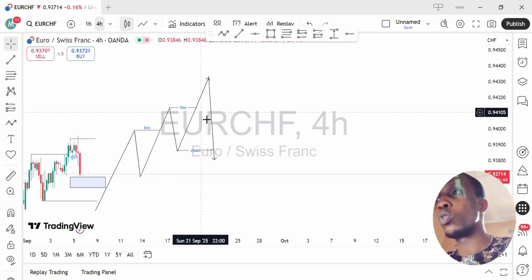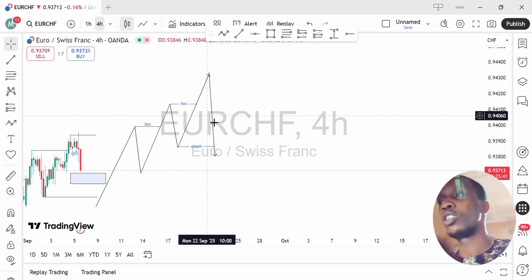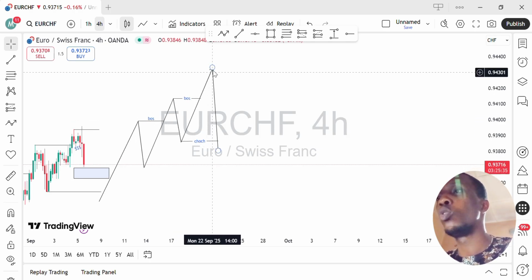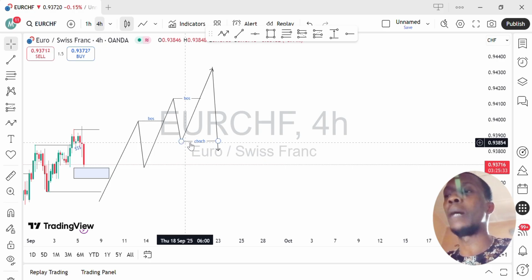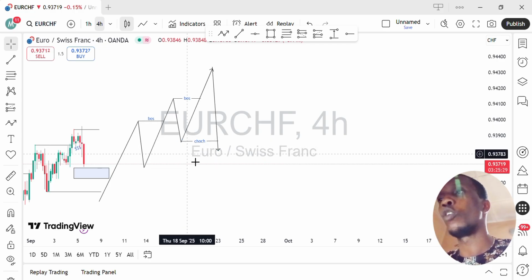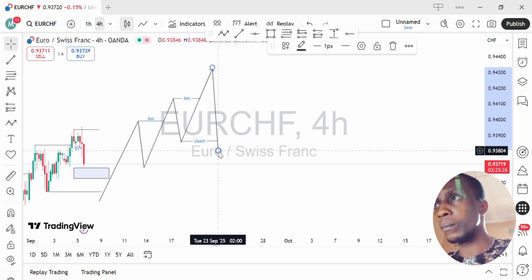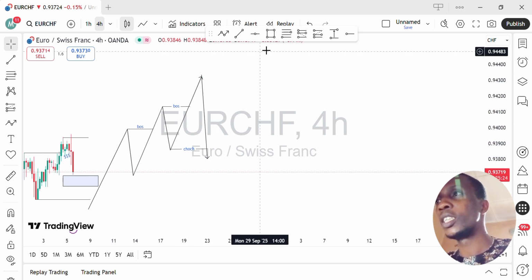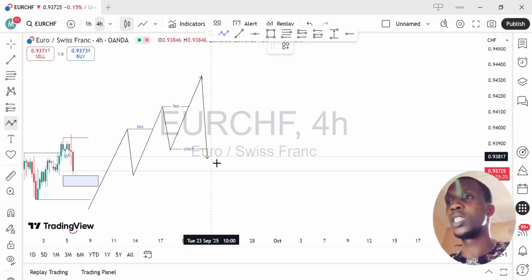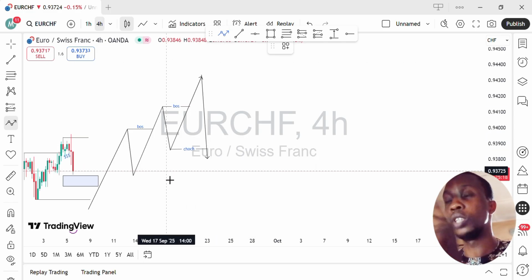Now, we expected price to continue pushing up, but the price got exhausted and could not continue in the main trend. Now, it came back again to attempt this low right here that's supposed to be protected, and price broke and close below it, giving it a change of character. So now this is for the bullish side.